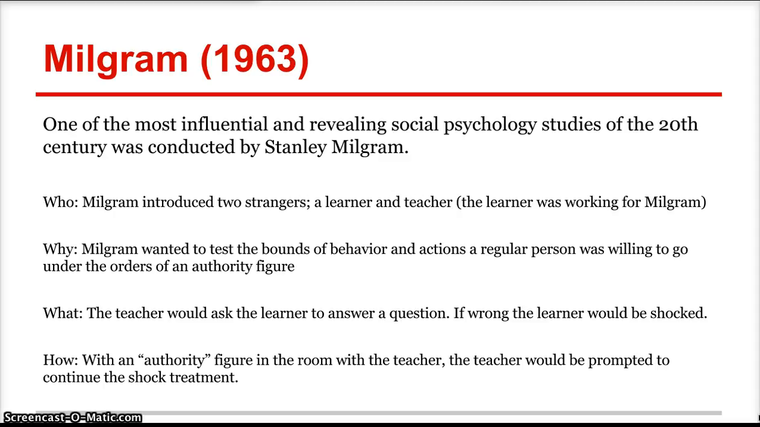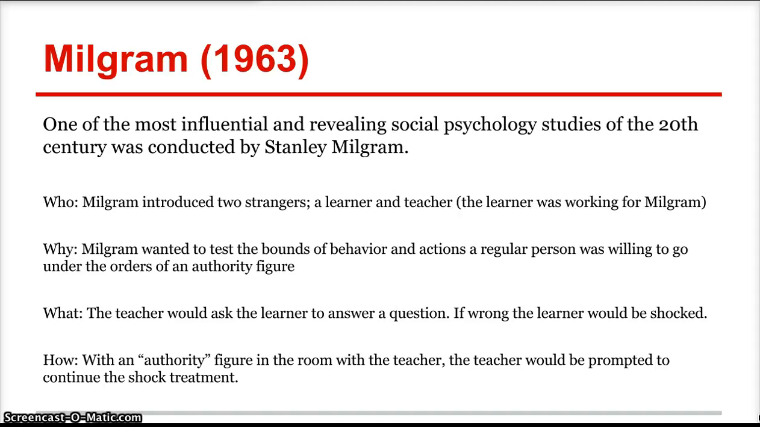As for the setup, two strangers would meet, and the teacher would stay in one room and the learner would go to the other room. While the learner was working with Milgram, the teacher had no idea. The teacher would ask the learner a series of questions. If the learner got the question right, they'd move on to the next question. If the learner got the question wrong, they would get a shock from a panel of about 35 different switches, and every time they got it wrong, they would progress up the switches to a higher voltage.